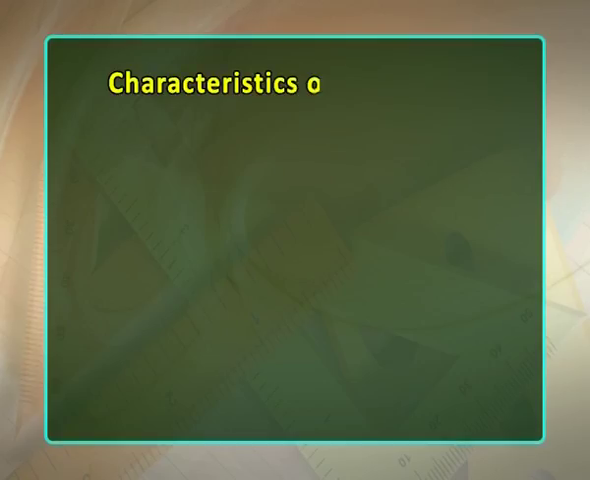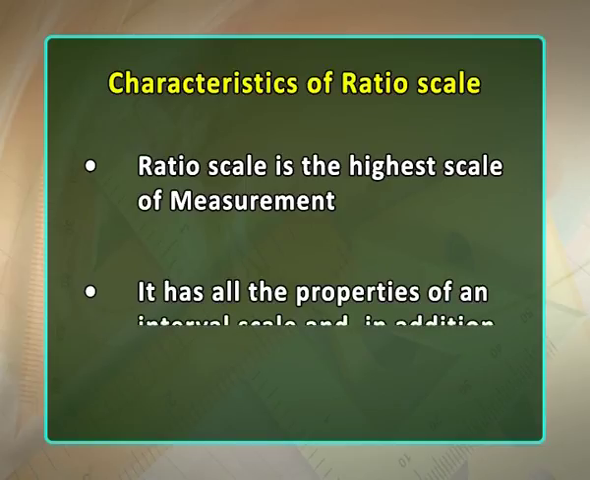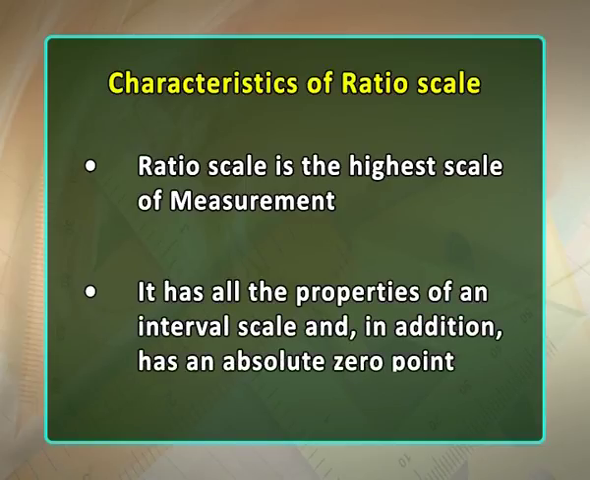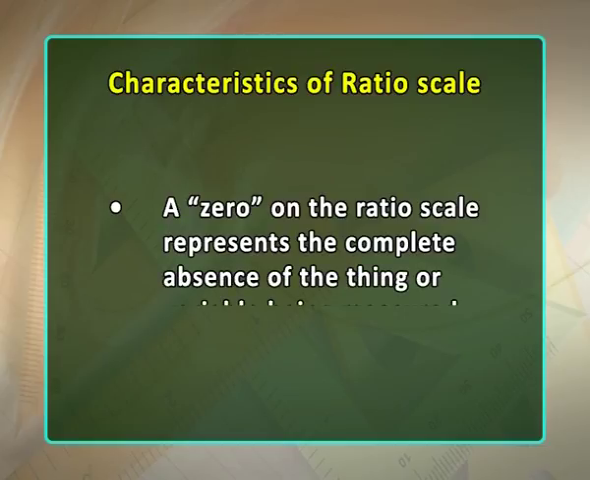One of the advantages enjoyed by practitioners in the physical sciences is the ability to describe variables in ratio scale form. The behavioral sciences are generally limited to describing variables in interval scale form, a less precise type of measurement. Now let's discuss the characteristics of ratio scale. First, ratio scale is the highest scale of measurement. Second, it has all the properties of an interval scale and in addition has an absolute 0 point. Third, a 0 on the ratio scale represents the complete absence of the thing or variable being measured.